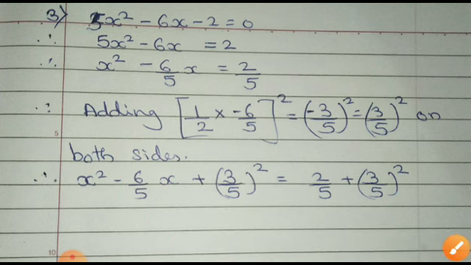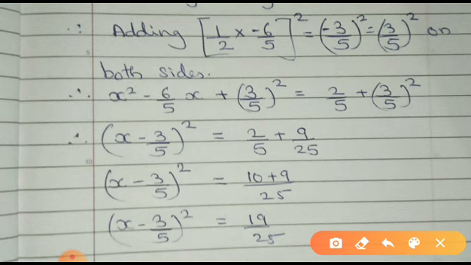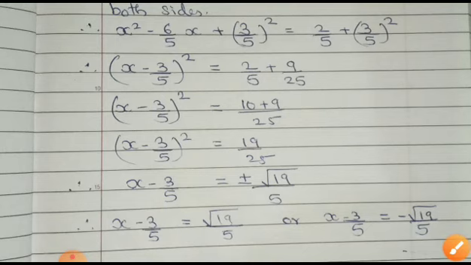And simplify the right hand side. So I'll be getting x minus 3 by 5 whole square as 19 by 25. So what will be my x minus 3 by 5? It will be plus or minus root 19 by 5. Okay, so x minus 3 by 5 is either root 19 by 5 or x minus 3 by 5 is equal to minus root 19 by 5.